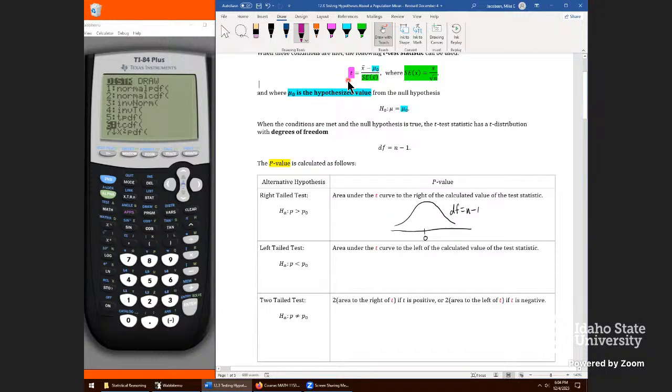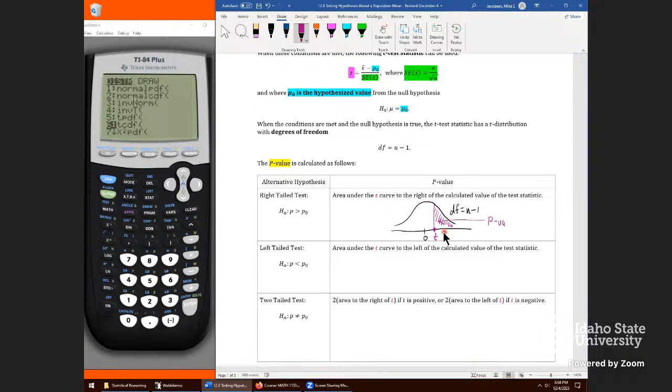And whatever this value comes out as, it could be positive or negative. I'll place it over here. So we have a t-test statistic in this location. That will definitely vary from problem to problem, but for just a visualization, let's place it here. And then all of this area is the p-value.